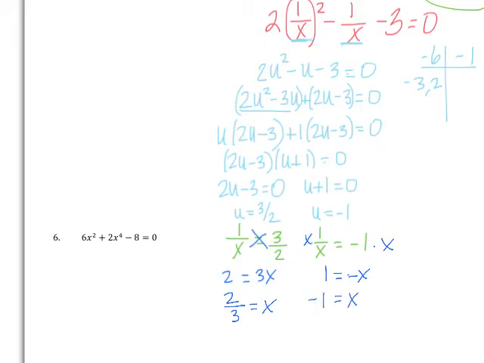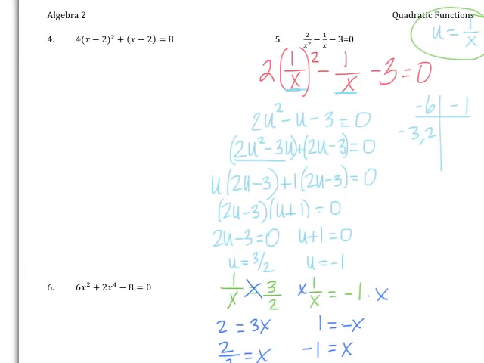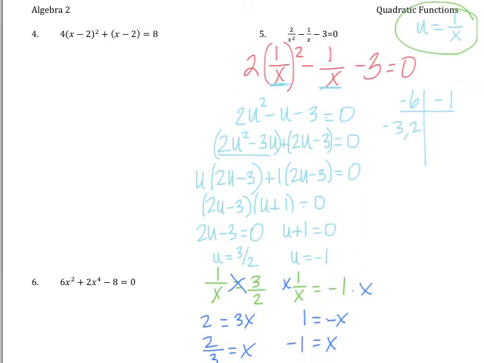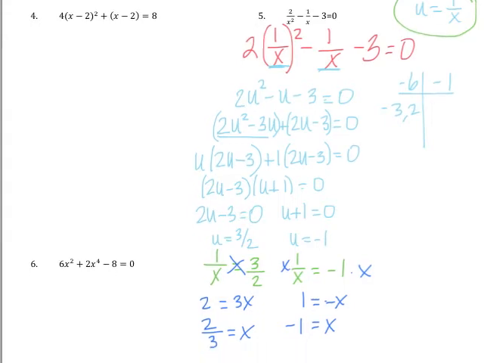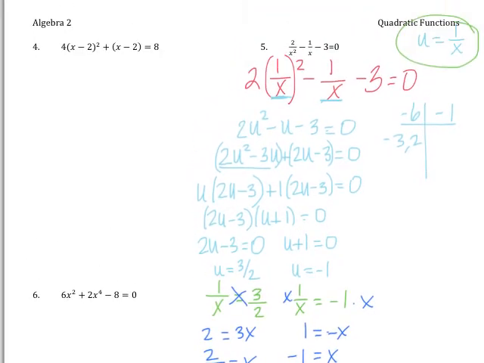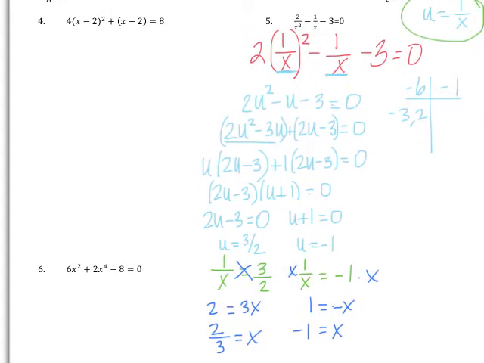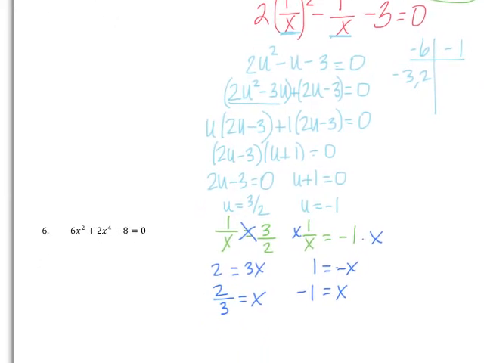Go back to your original problem. Since this was a fractional equation, the x is in the denominator, we do have to make sure that neither of these values make our denominator equal to 0, and they don't, so then we are good with both of these.